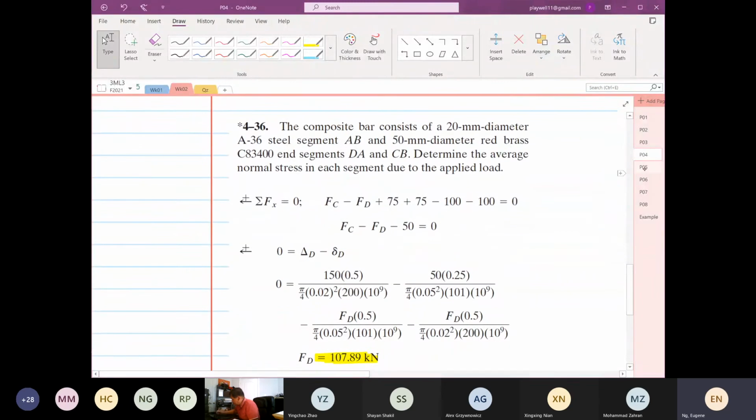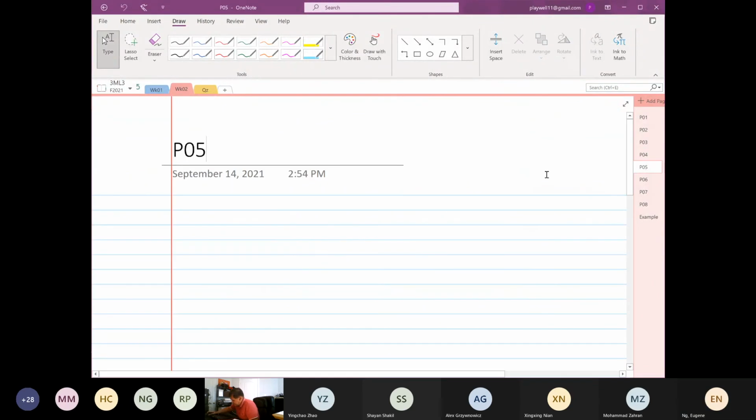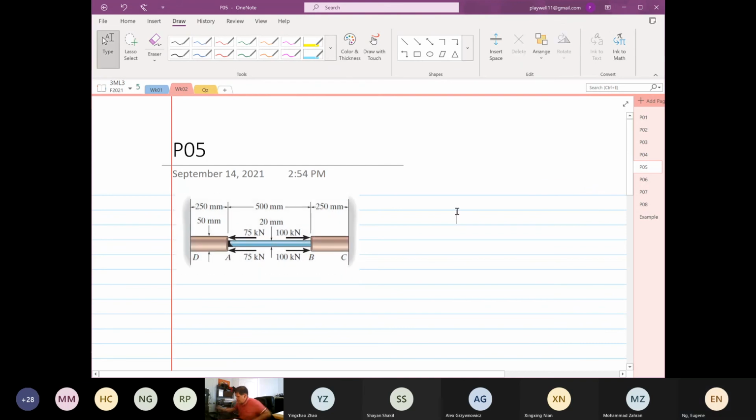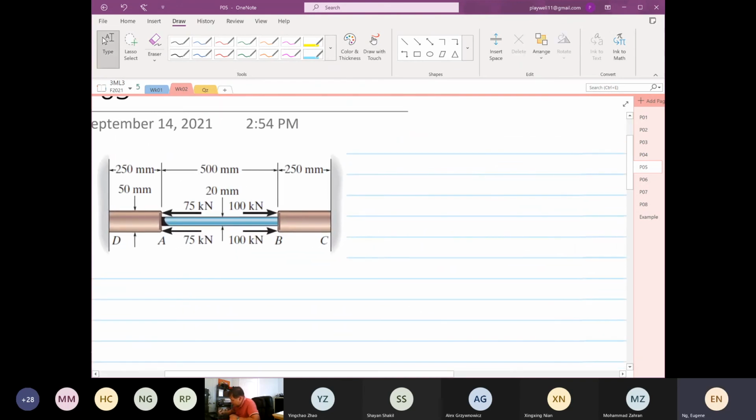I'll go to the next page. Okay. What I'm going to do is we are going to remove the support at C. Okay, I'm going to do the complete opposite. We're going to do the complete opposite.